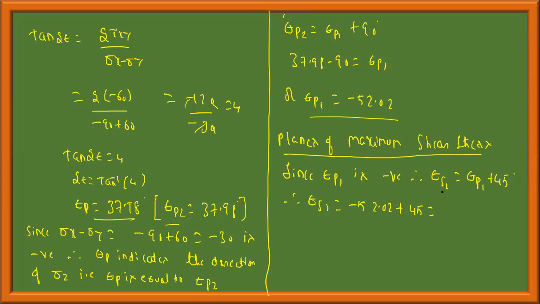Minus 7.01. Minus 7.02. Theta s2, which is equal to theta s1 plus 90 degrees. Therefore theta s2 is equal to minus 7.02 plus 90. Therefore theta s2 is equal to how much? 82.98.